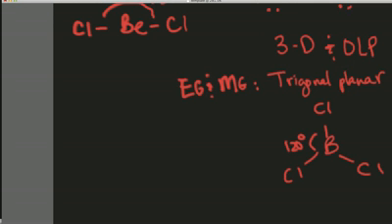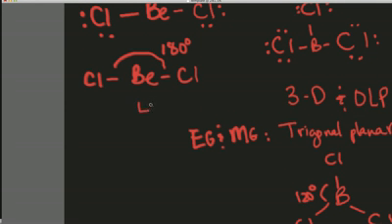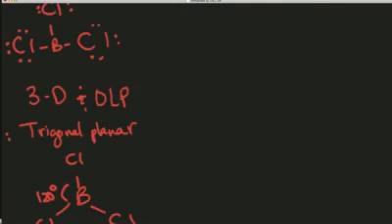All right? You're starting to get the hang of it. I forgot to write linear on this one, and that's again EG and MG. Anytime there are no lone pairs, molecular and electron geometry are the same thing.